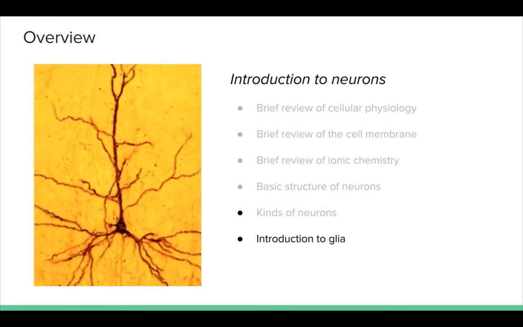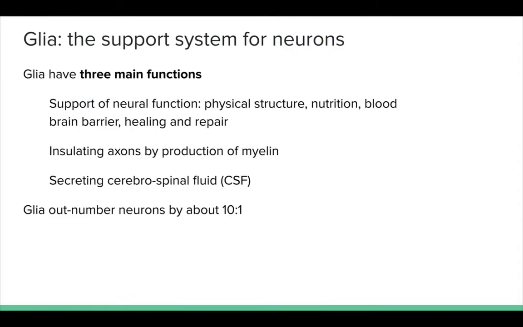Okay, so now we've talked in very general terms about the structure and function of neurons. We're going to finish up by talking about the glia. And maybe you've never heard of glia before, but glia are a very important part of nervous system function. They have three main things that they do. First of all, they provide physical structure to the brain. And in fact, the word glia means glue. So in some sense, the glia have the role of gluing things in the brain together and holding neurons in place.